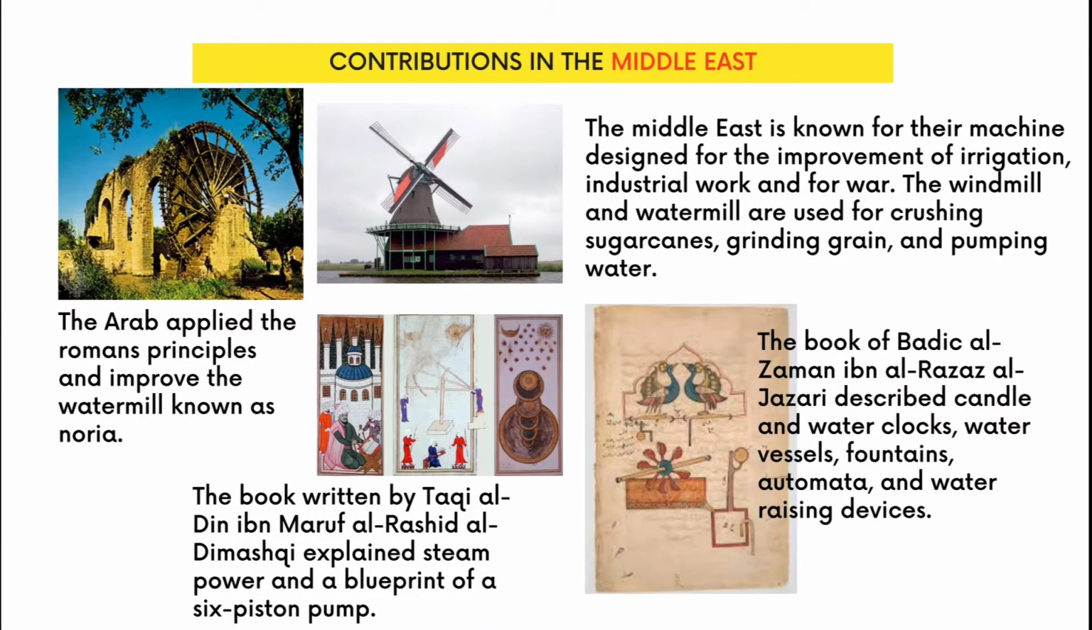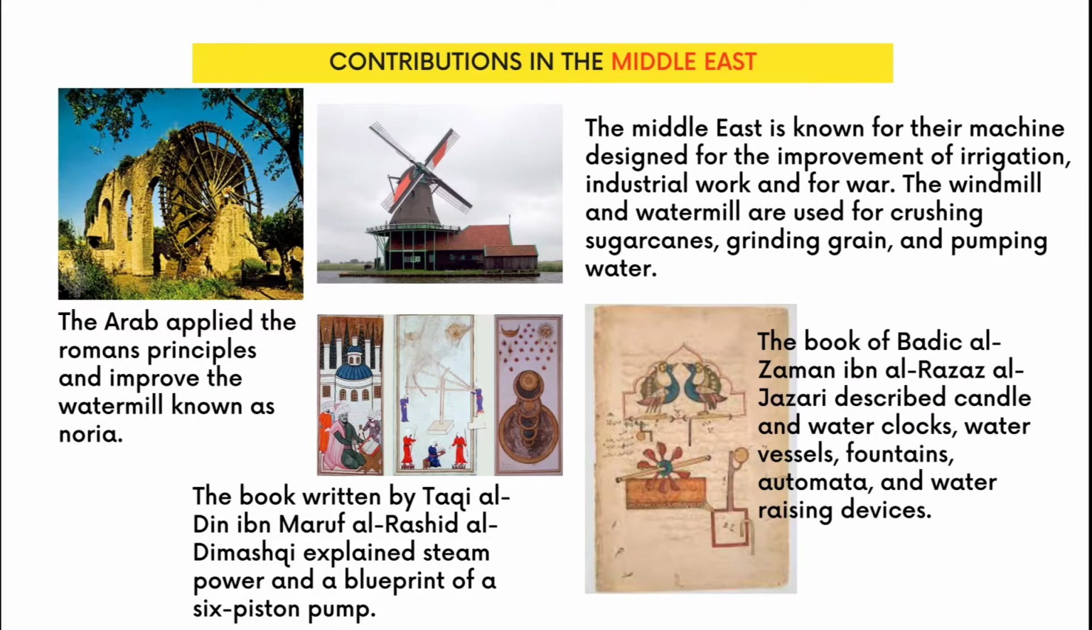Contributions in the Middle East. The Arab applied the Romans' principles and improved the watermill known as Noria. The book written explained steam power and a blueprint of a 6-piston pump. The Middle East is known for their machine designed for the improvement of irrigation, industrial work, and for war. The windmill and watermill are used for crushing sugar canes, grinding grain, and pumping water.